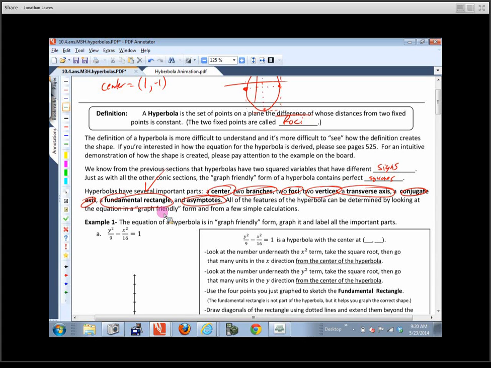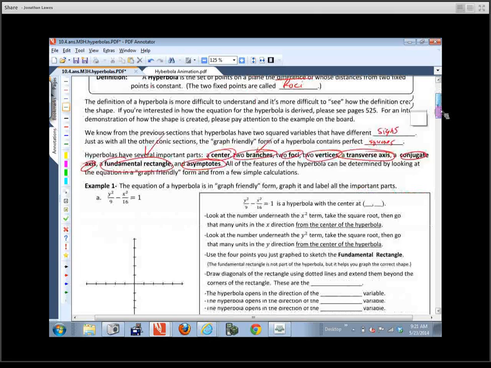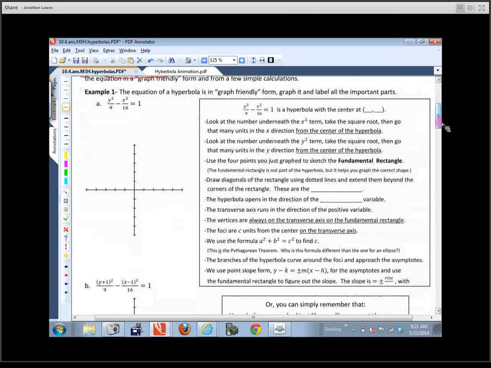Now, of all the things on here, the only thing that is actually part of the graph and the curve is just those two branches, okay? Everything else is important information about the hyperbola and helps us graph the hyperbola, but it's not actually part of the hyperbola. Okay, so let's take a look at this first example right here. This is in a nice graph-friendly form. You'll notice that it looks very, very familiar.